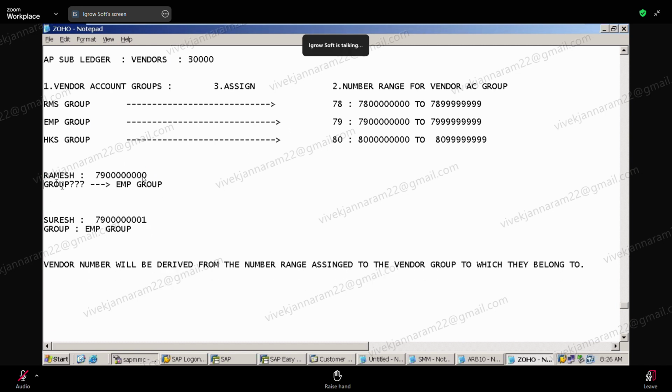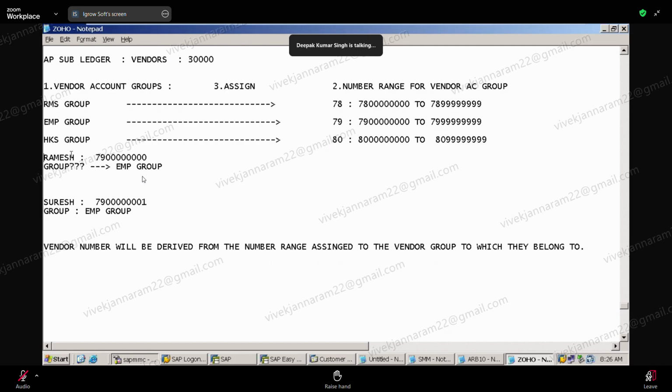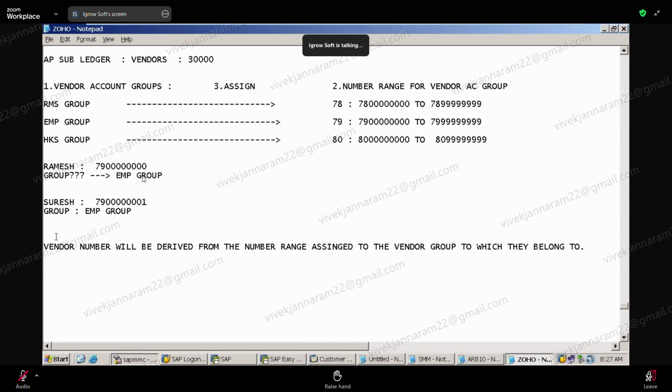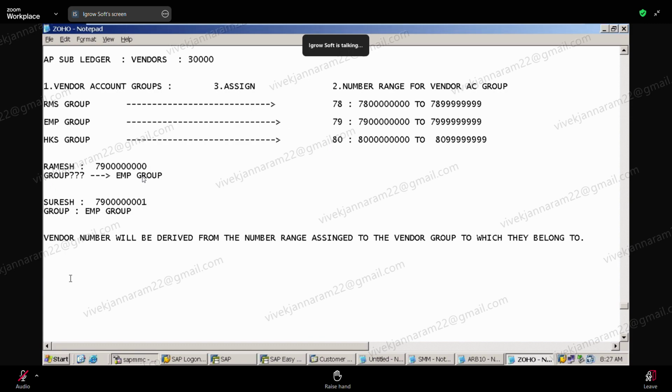Right now it belongs to the EMP group. Let's say it belonged to the HKS group. Suppose I tell you this is my vendor number 7800. What do you understand? RMS group, a raw material supplier group, right? He is a raw material guy. Correct. If this is my vendor number, then HKS group. If this is my vendor number, then EMP group.